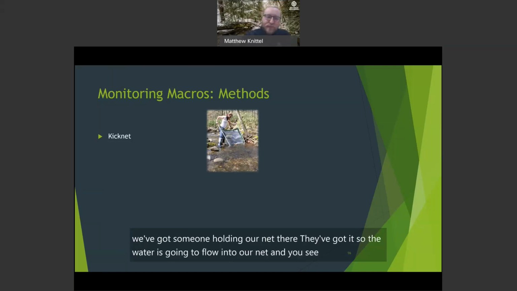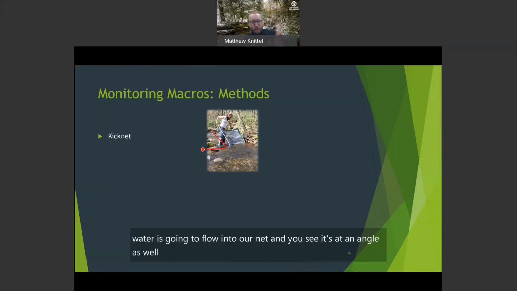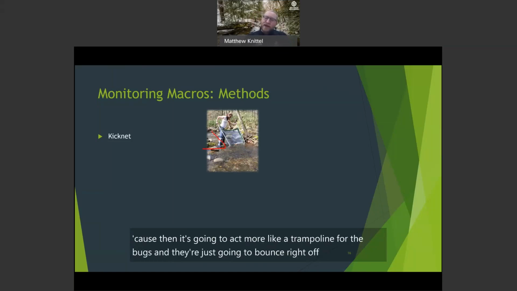So you don't want it going perpendicular to our stream, because then it's going to act more like a trampoline for the bugs, and they're just going to bounce right off. So having it at an angle allows that water to flow through the net, and any macroinvertebrates are going to get stuck on the net instead of bouncing off.